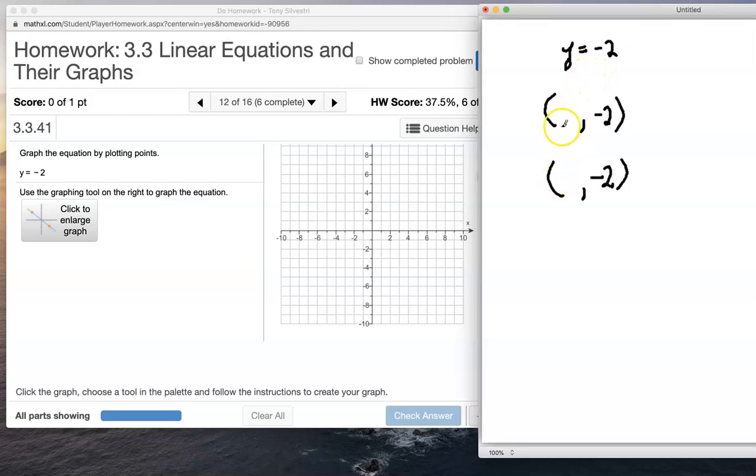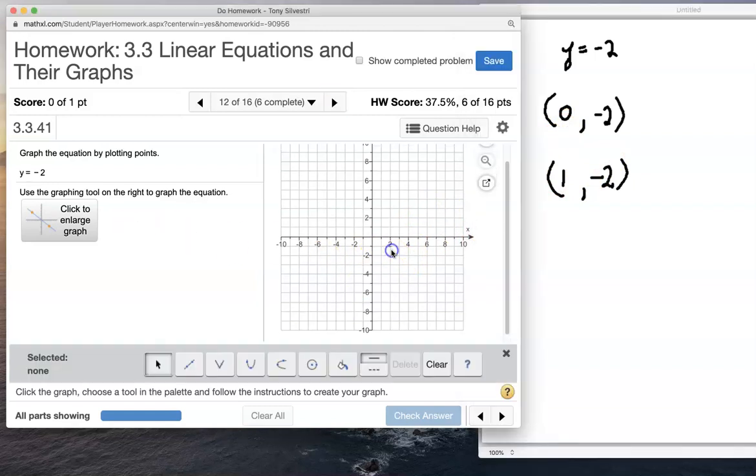Now what do you put here? Put whatever you want. Don't put 100 because you can't plot 100. 0, 1, those are beautiful numbers, normal size numbers. And those 2 points are all you need in order to plot that line. So let's see what that looks like. Click. Line. 0, -2. Click. 1, -2. Click. That's a horizontal line.